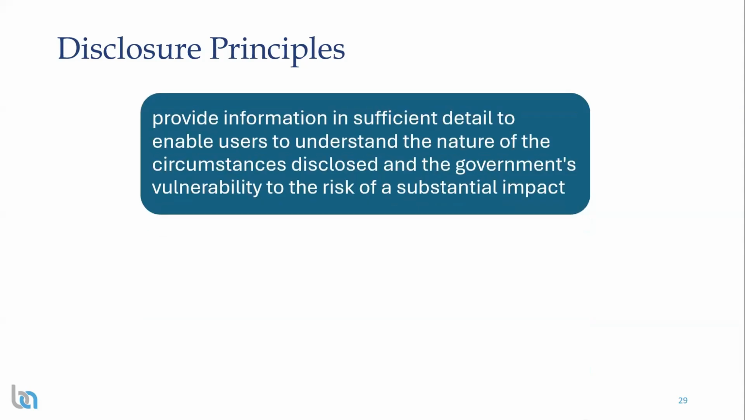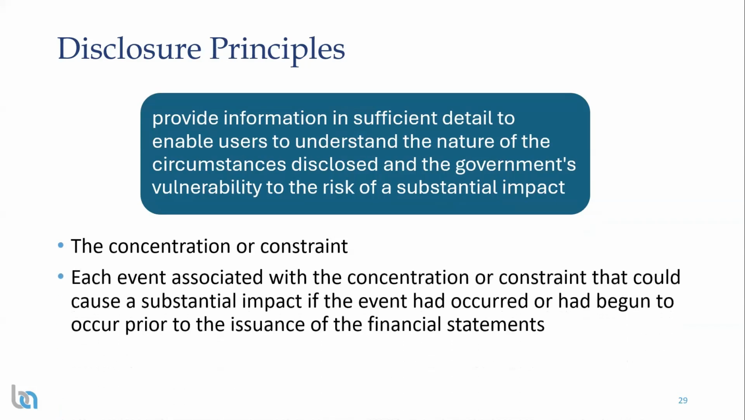All right. So you are supposed to provide information in sufficient detail to enable users to understand the nature of the circumstances, disclosing the government's vulnerability to the risk of substantial impact. You have to disclose the concentration or constraint itself, and each event associated with the concentration or constraint that could cause a substantial impact, if the event had occurred or had begun to occur prior to the issuance of the financial statements. If the event never occurred, there's really nothing to disclose.